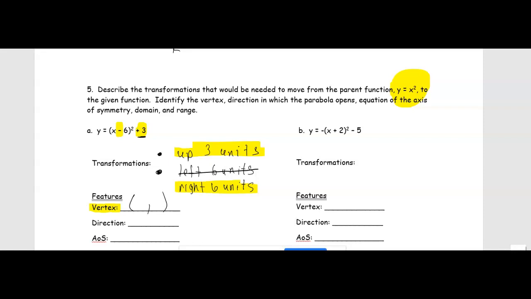All right, good. That went right 6, so we went from 0 right to 6, and then if we were at a y value of 0, we went up 3. We now have a vertex of 3.